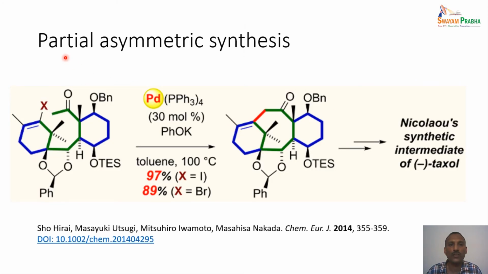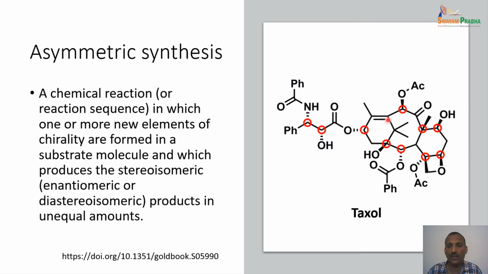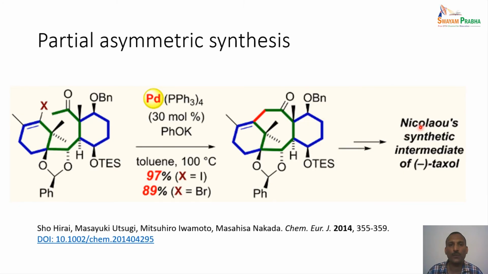Now, let us look at what is the partial asymmetric synthesis. The previous compound, Taxol, is formed by the total asymmetric synthesis. Nicolaou was the first person to report its synthesis, and this compound is the most famous one in his paper. The final compound Taxol can be prepared from this particular intermediate. So when we talk about partial asymmetric synthesis, we are not going to prepare the final compound, because from this intermediate the final Taxol synthesis is already known.